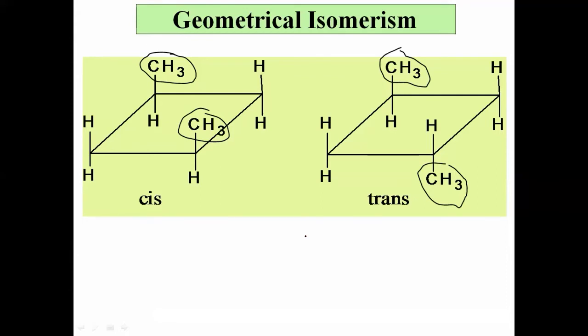The compounds which having cycle, they also show the geometrical isomerism. Now, the definition we saw earlier, I will extend it a little. The stereoisomers which having same molecular and structural formula, but different arrangement of atoms or groups around double bond or ring are called geometrical isomers, and the phenomenon is called geometrical isomerism.